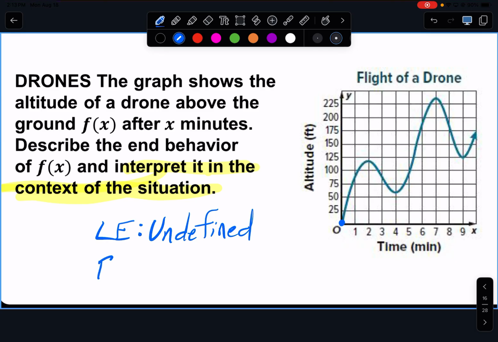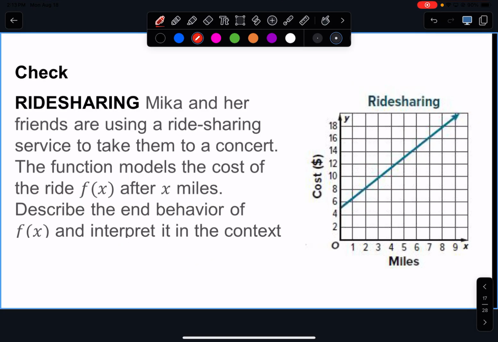The right end, we're going to describe this right here. What's it doing? It's rising. So we would expect that this drone is going to continue to get higher. It might go up and come back down a little, and then go up higher and then come back down a little, but we would expect that it goes higher. Does that make sense? Okay, pretty basic so far.